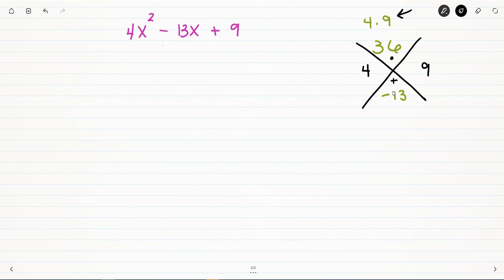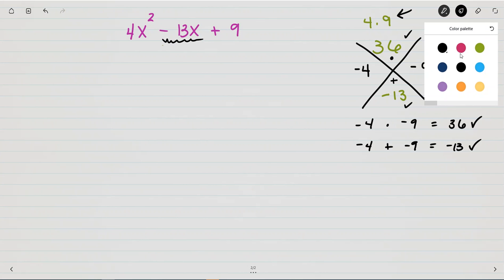What I need to get the negative 13 is I simply make both of these negative, because I can check this now and say negative 4 times negative 9 equals positive 36, so the top number is correct. And then negative 4 plus negative 9 gives me that negative 13, so this bottom number is correct. So I've found and then checked to verify that the negative 4 and the negative 9 are in fact the right way to break this negative 13x up.